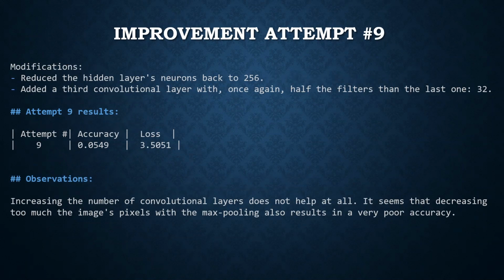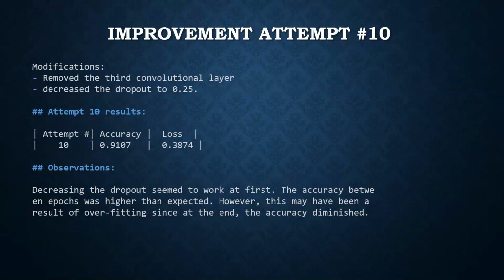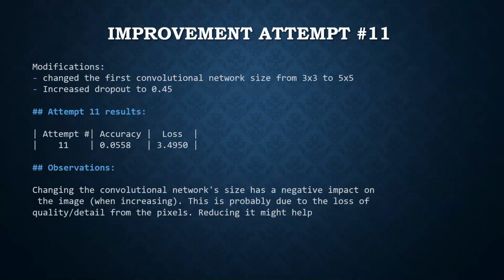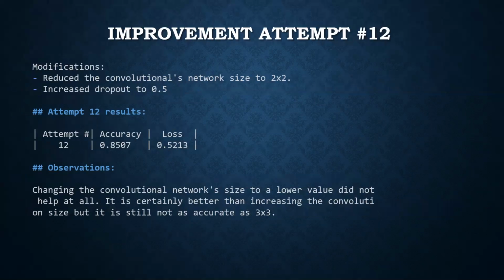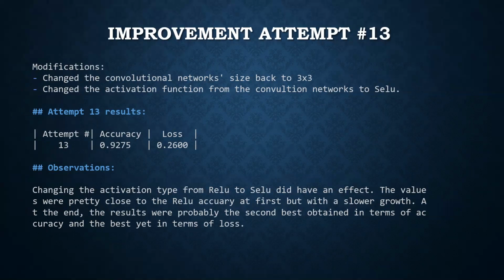Then I tried adding a third convolutional layer because it was what was working the best up to now, but it was detrimental, having our accuracy drop to only 5%. So I ended up removing the convolutional layer, playing around with the dropout, and ended up discovering that I could change the activation functions from the convolution networks. I changed them both to SELU and saw there was an increase in accuracy in the process, but the end result was practically the same.